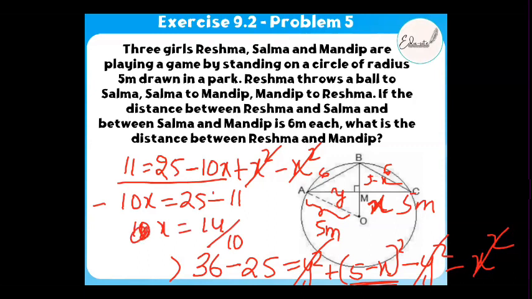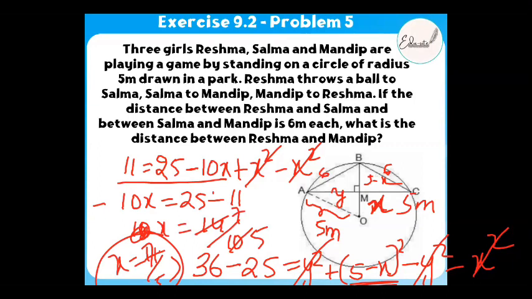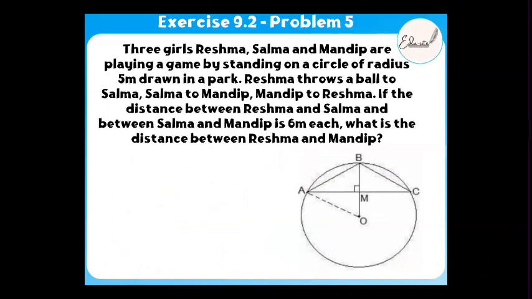It is 14 over 10. 2 sevens are 14, 2 fives are 10. So x is equal to 7 by 5. Please write this down. Have you found out x? Yes. x is found out. Now just apply the value of x in any of the equation 1 or 2. Where will you apply, please?